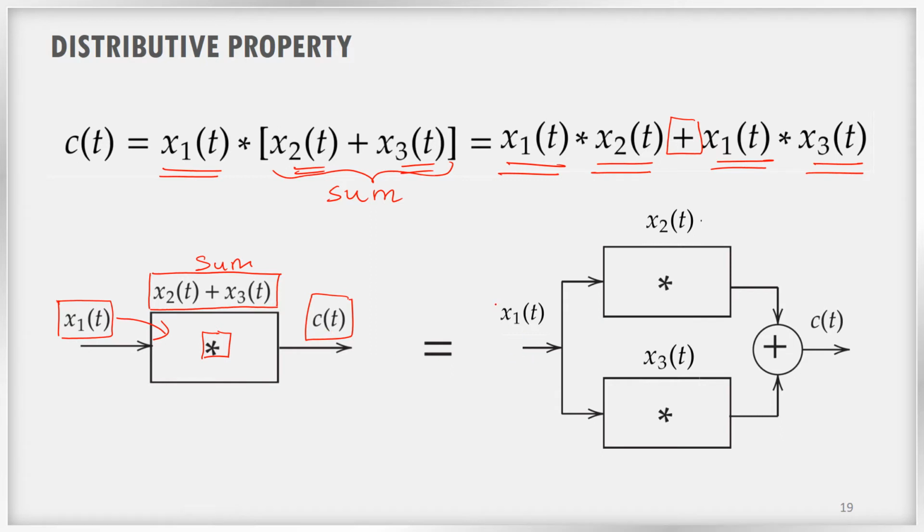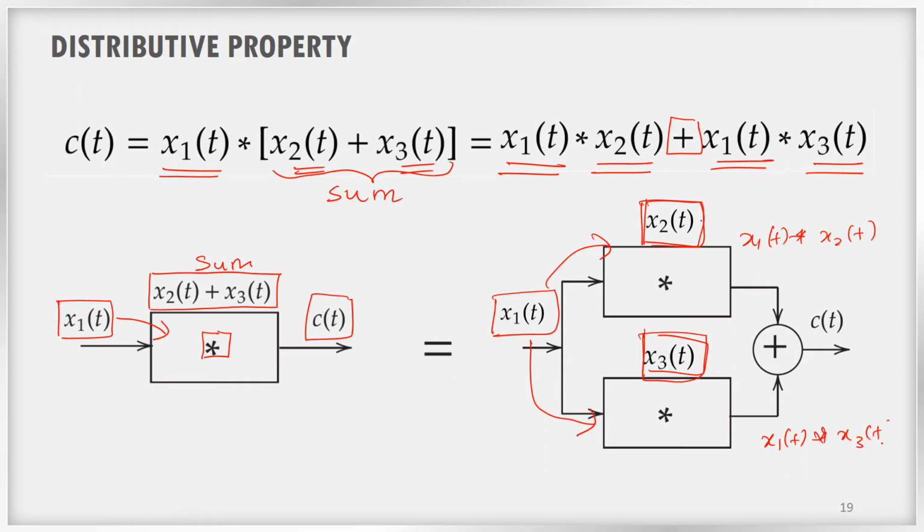What is that way? You give x1(t) to the systems in parallel like this, right? The system response of the upper system is x2(t) and the system response of the lower system is x3(t). Now if you give the input signal to these systems, it will convolve and you will get x1(t) convolution x2(t), and here you will get x1(t) convolution x3(t). If you add both of them, you will get the same c(t) which you have obtained here, right? So this is what the distributive property says.